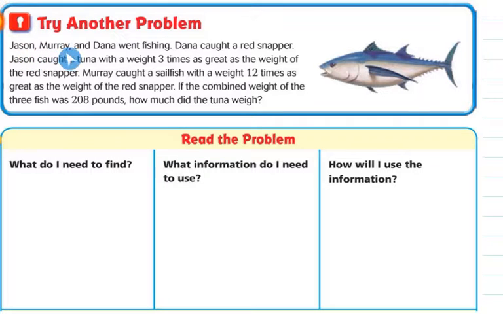Jason, Murray, and Dana went fishing. Dana caught a red snapper, and Jason caught a tuna with a weight 3 times as the weight of the red snapper. Murray caught a sailfish with a weight 12 times as great as the weight of a red snapper. If the combined weight of the 3 fish was 208 pounds, how much did the tuna weigh?